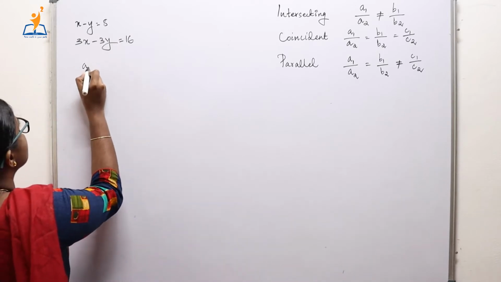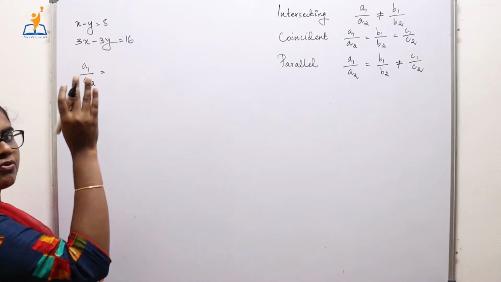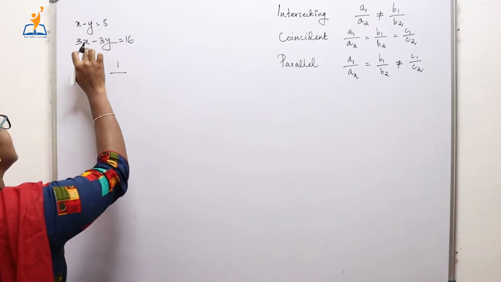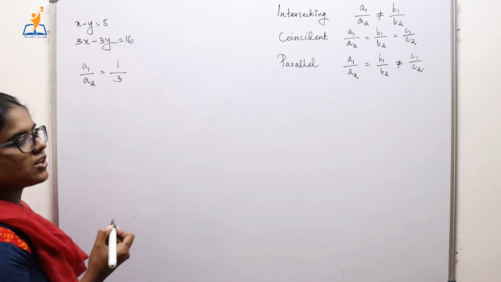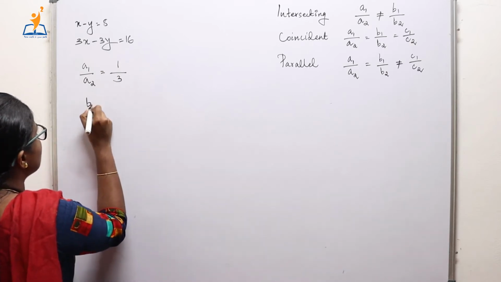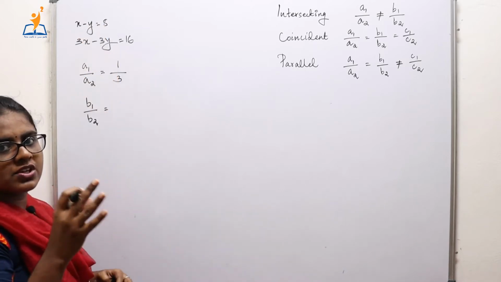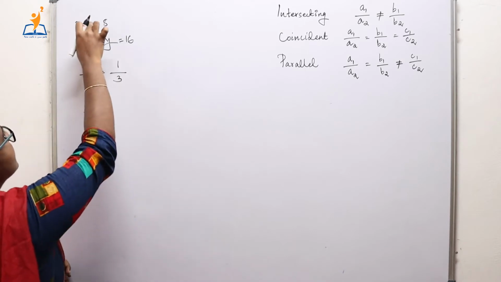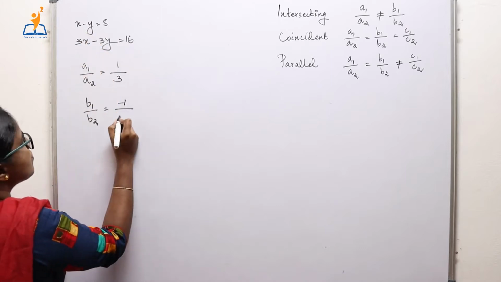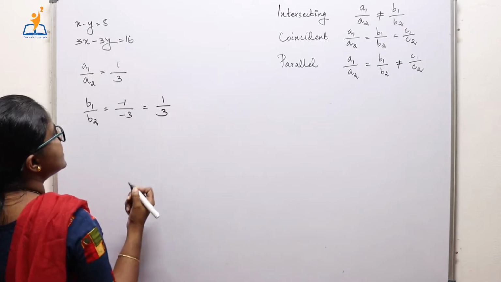From here we can find a1 by a2, which means the ratio of coefficient of x, that is here the coefficient of x is 1 and here the coefficient of x is 3. So the ratio a1 by a2 is nothing but 1 by 3. Now we will go for b1 by b2, which is the ratio of coefficients of y, that is here the coefficient of y is minus 1 and here the coefficient of y is minus 3, and the ratio is nothing but 1 by 3 again.